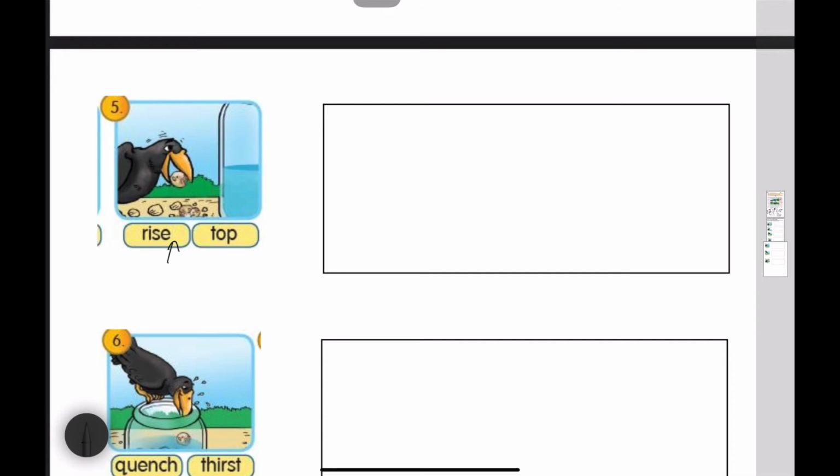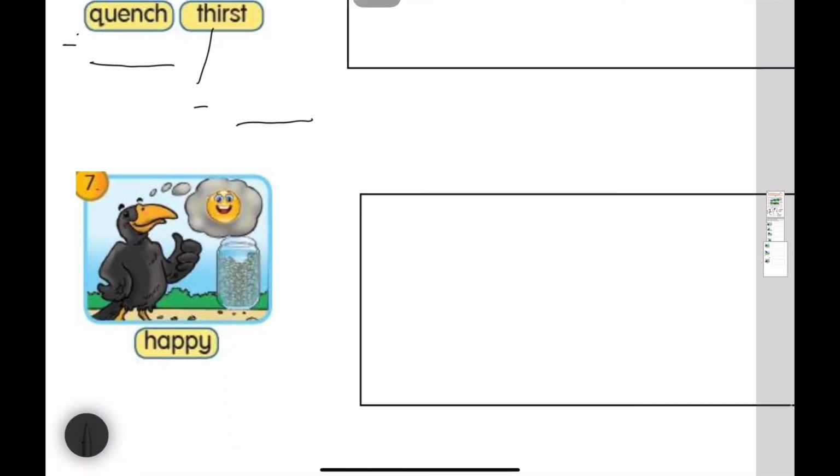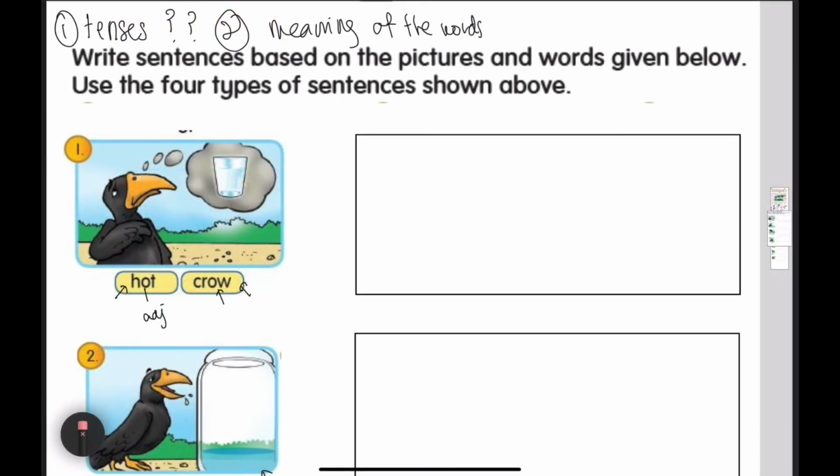So top, what does it mean by top? And then quench, please find the meaning of quench and thirst. If your friend didn't know, you don't have a dictionary, or you find it very difficult, then discuss among yourselves. You have your friend, you text your friend, so please work for it. Alright, so here we have 7 pictures.